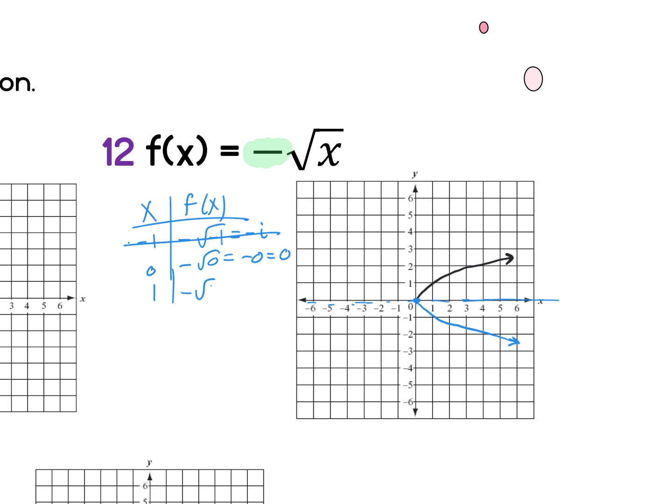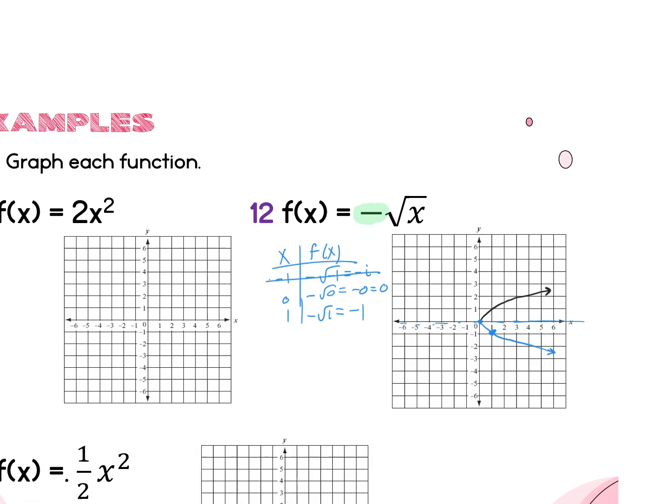And then we get negative the square root of 1, right? This negative is on the outside, so we're allowed to have this. This is just going to get you -1, and it's going to end up right there. All right, okay, good.